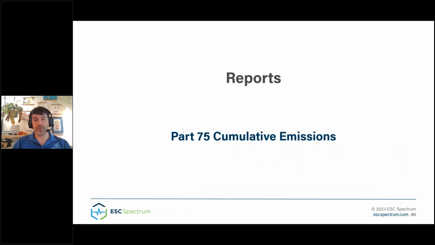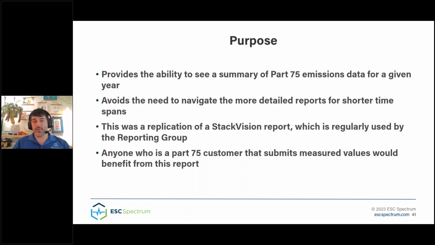Next one, we have the Part 75 Cumulative Emissions Report. This one provides the ability to see a summary of Part 75 emissions data for a given year. It avoids the need to navigate the more detailed reports for shorter time spans. And this was actually a replication of a report on the StackVision side, which was used regularly by the reporting group. The reporting group being the people that check the data and help assist with the ECMPS reporting. So anyone who is a Part 75 customer that submits measured values would benefit from this report.